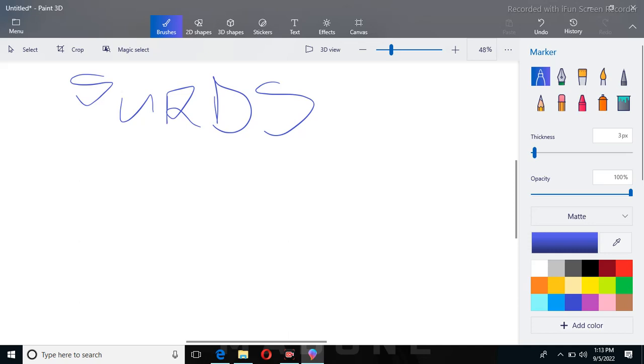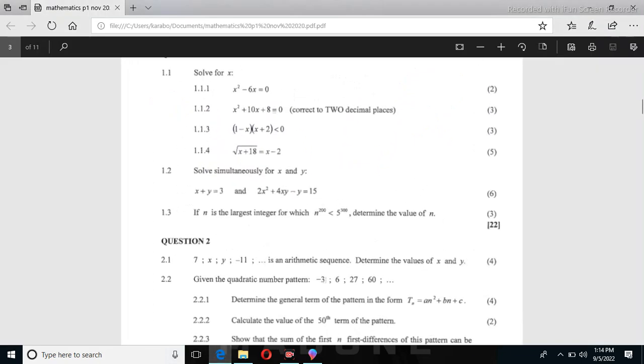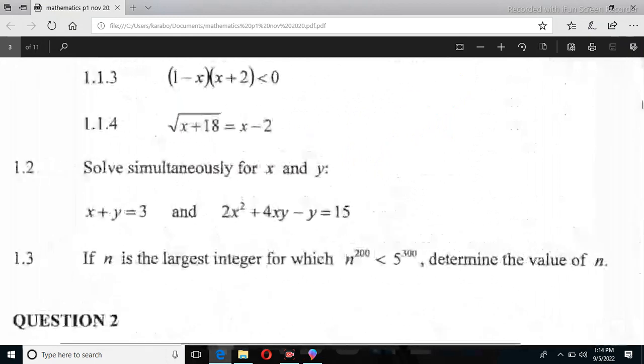Now surds. Guys, I'm not really teaching surds, but it's surd equations, right? I don't know what they call them, but I'm going to try and be short. Okay guys, now the question is, what are these? Let's go to our paper. I am using the 2020 Mathematics paper. You can just open that and go and look at question 1.1.4. There we go guys.